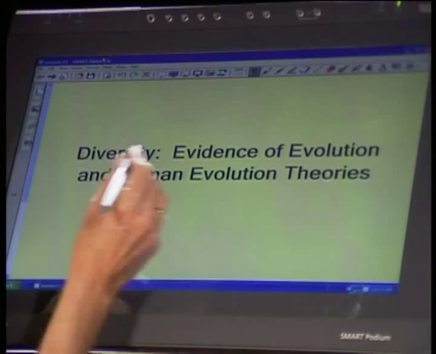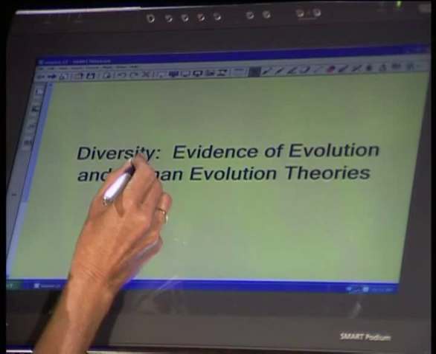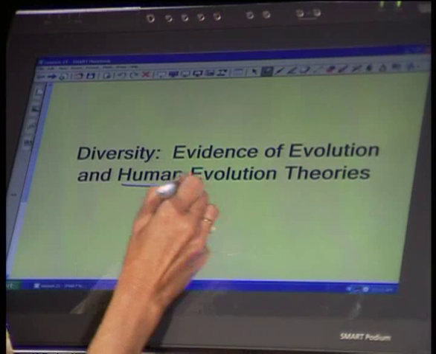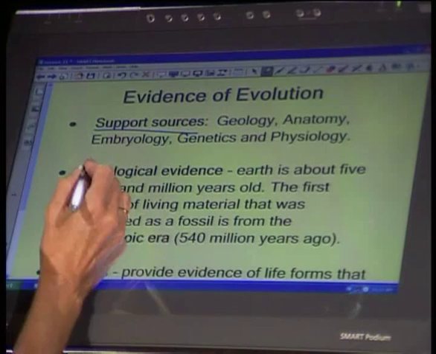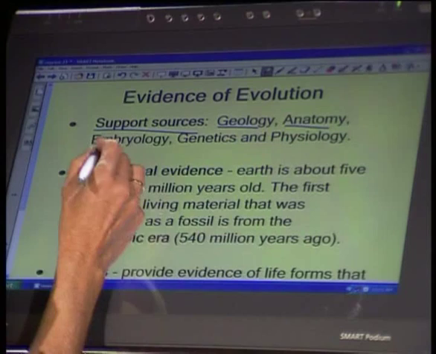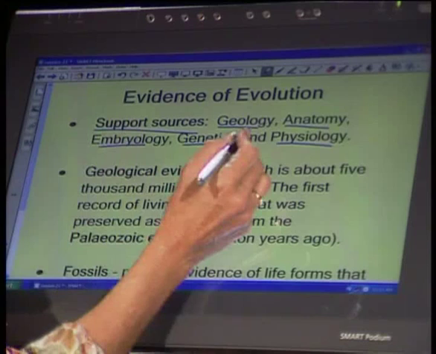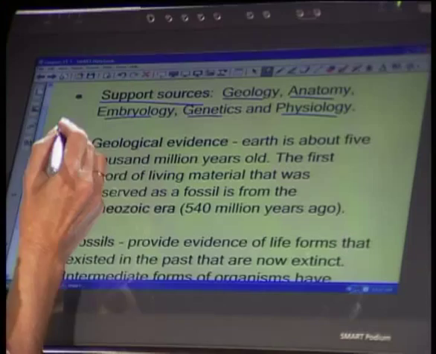Here we go. Diversity, which means the differences that we have, and with that diversity, we are going to have human evolution theories. People, they are theories. They are not written in stone. Okay, evidence of evolution. Now we have support resources. We'll look at geology, anatomy, embryology, genetics, physiology. These are all different processes that support the fact that we all originated from specific ancestors. You just need to know geological evidence and what fossils are.